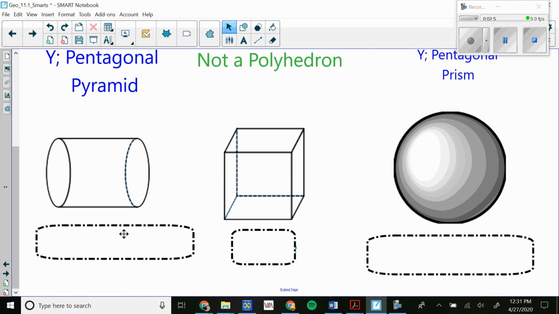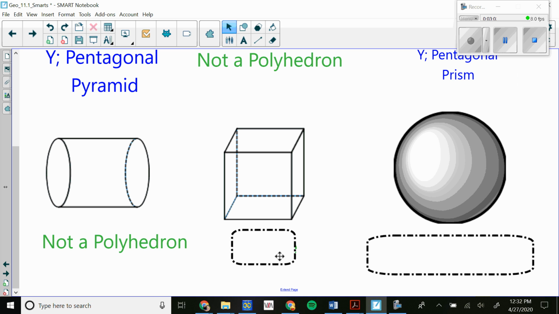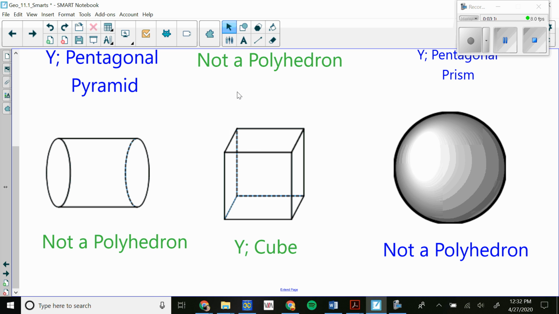Scrolling down, this next one is not a polyhedron because it has curved sides. Next one is yes, this is a cube. The cube is a square on all 6 sides. It's like a dice. Next one is no, this is like a sphere or a ball, so that's not a polyhedron.